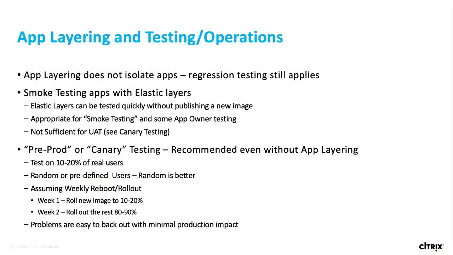One last thing, I always like to talk about testing. It's one of my favorite discussion points, right? Because I think it's one of the most important things, not just for app layering, but period with Citrix. App layering doesn't isolate applications like AppV does, right? So that's on purpose, right? We want all the applications to work easily with each other, which they do.